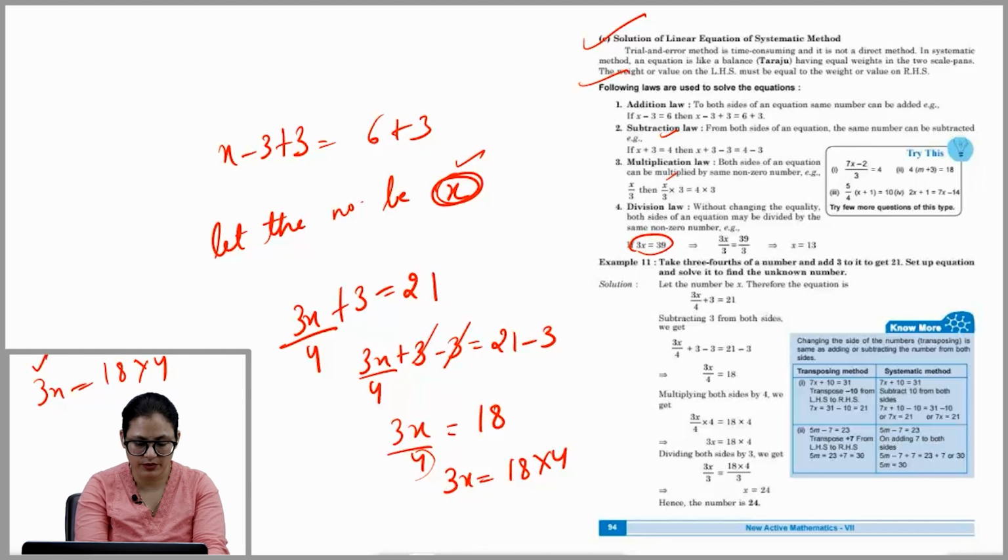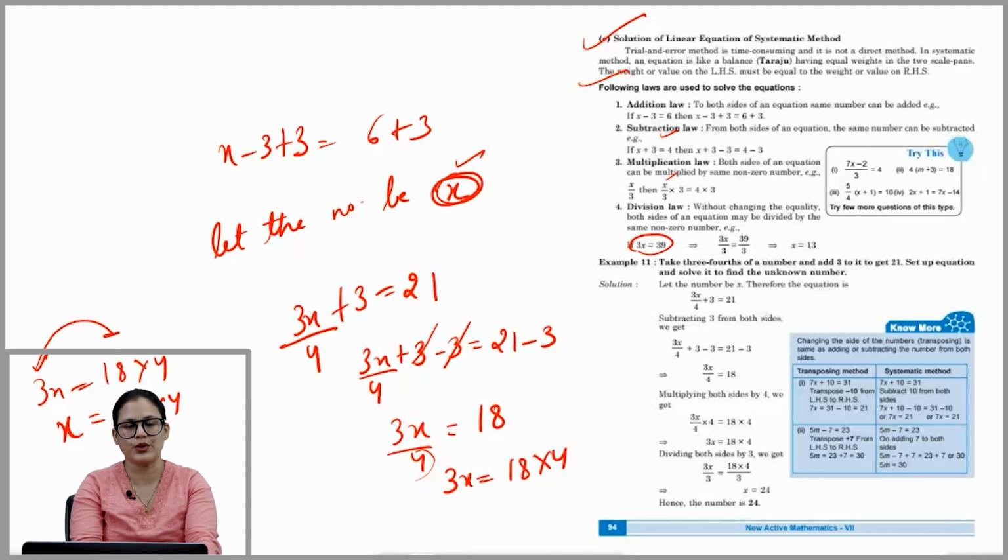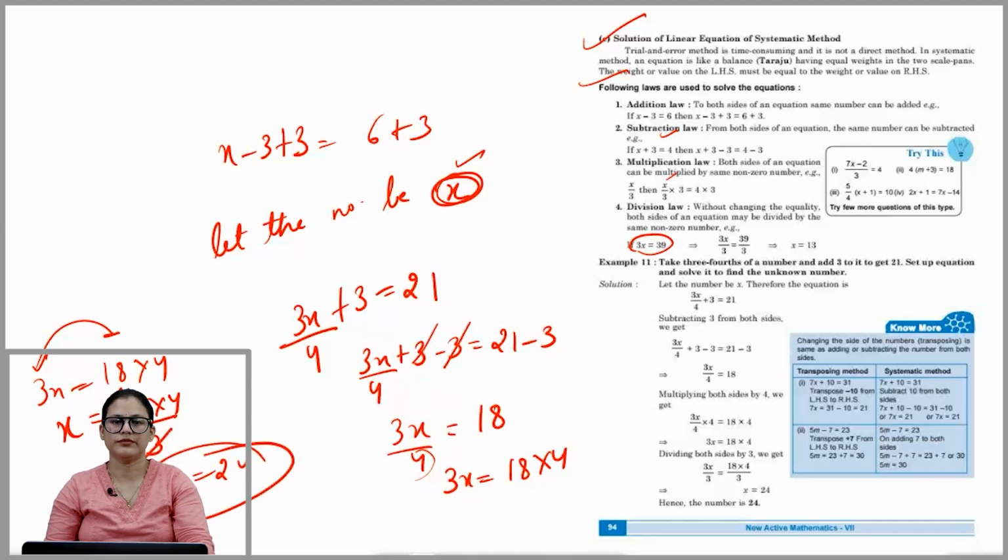Now we have 3x is equal to 18 into 4. 3 is multiplied here, we will take x here only, and when we transpose this number, that is 3, to the right hand side, it will be divided. So 3 sixes are 18 and the answer is 24. Okay. Now, changing the side of the numbers, or transposing, is the same as adding or subtracting the number from both sides.